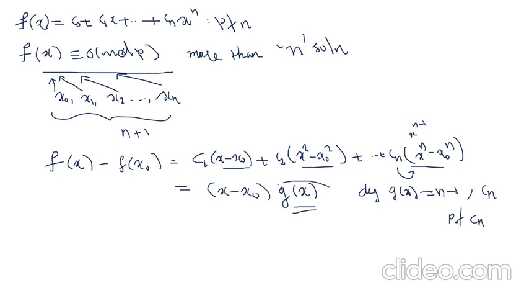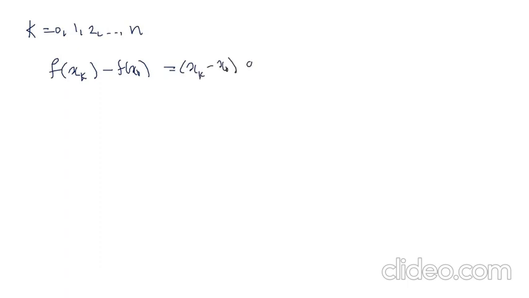So we can use the induction hypothesis here. That is, g of x has at most n minus 1 distinct solutions. So we consider, for k equal to 0, 1, 2, etc., n, f of xk minus f of x naught. f of xk minus f of x naught is nothing but xk minus x naught into g of xk.